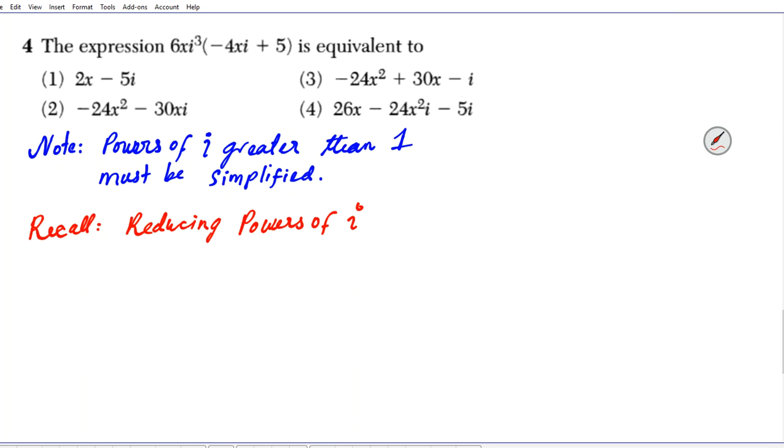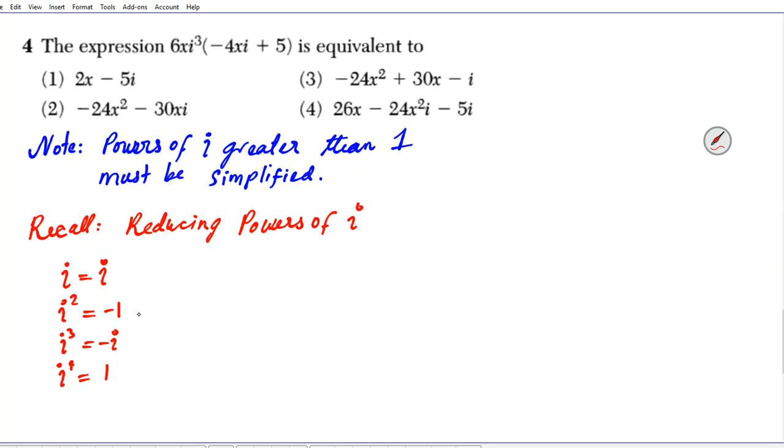Okay, so I is i to the first power, so this does not have to be reduced. You have i, it's okay, just leave it alone. If you have i squared, that power is greater than 1, it has to be reduced. i squared is the same thing as the square root of negative 1 squared, which is just negative 1. i to the third is the product of these two, which yields negative i. i to the fourth is i squared times i squared, or i times i to the third. Whichever way you do it, you will end up with positive 1.